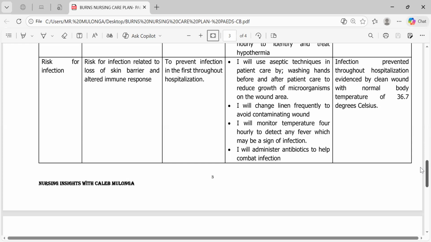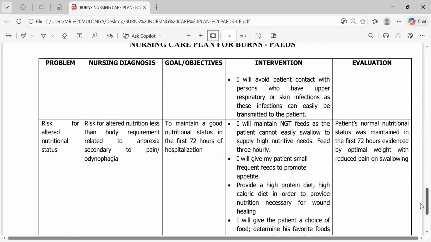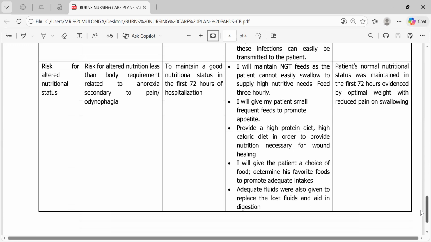Okay, evaluation. Infection prevented throughout hospitalization evidenced by a clean wound with normal body temperature of 36.7 degrees Celsius. So those are about 5 problems, but we also have one more, which is a bonus because it's New Year. So our last problem is risk for altered nutritional status less than body requirement.